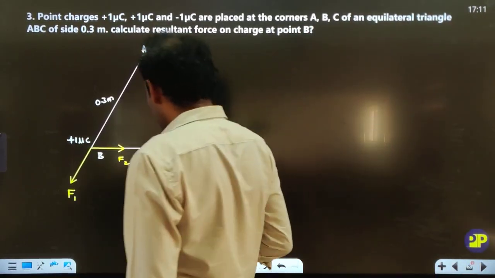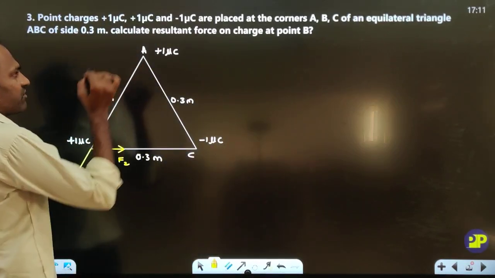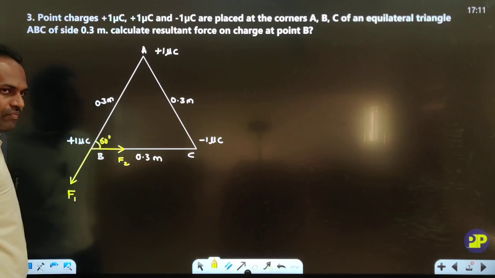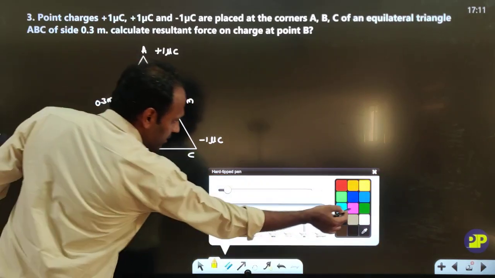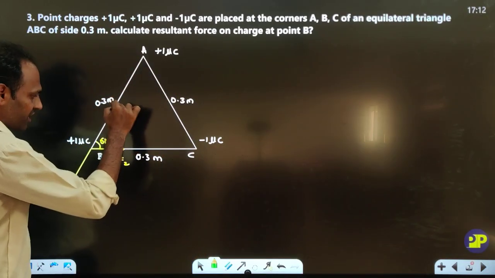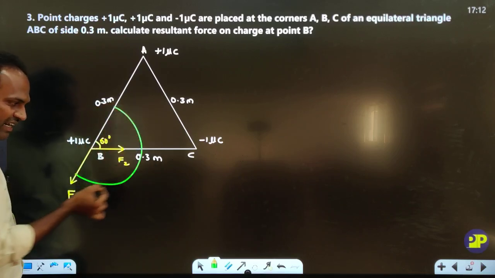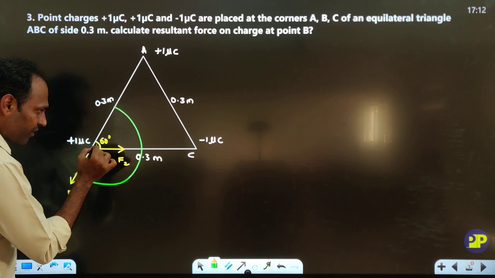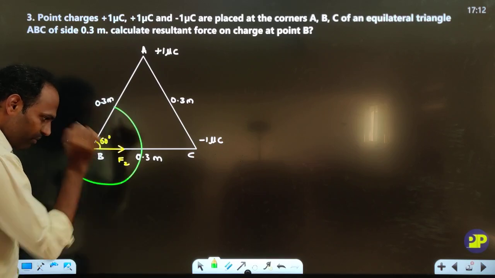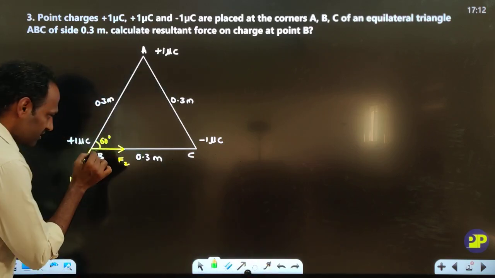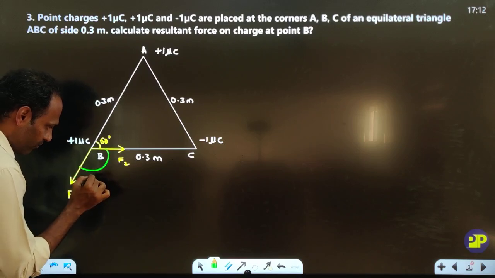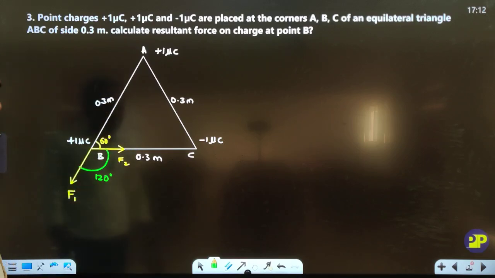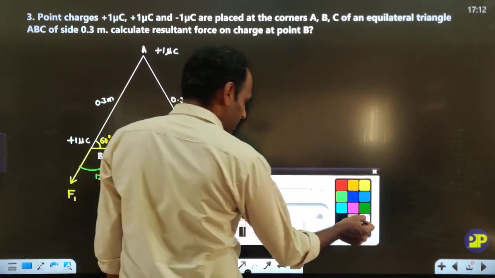Okay, first you find out the angle between these two forces. Since this is an equilateral triangle, each angle will be 60 degrees. This is 60 degrees. How much will be this angle? Since this is a straight line, this will be 180 degrees, right? If this is 180 degrees, out of 180 degrees, if I remove 60, how much will be this angle? This will be 120 degrees, right? So this angle is 120 degrees. After knowing the angle, only then can you find the resultant force.